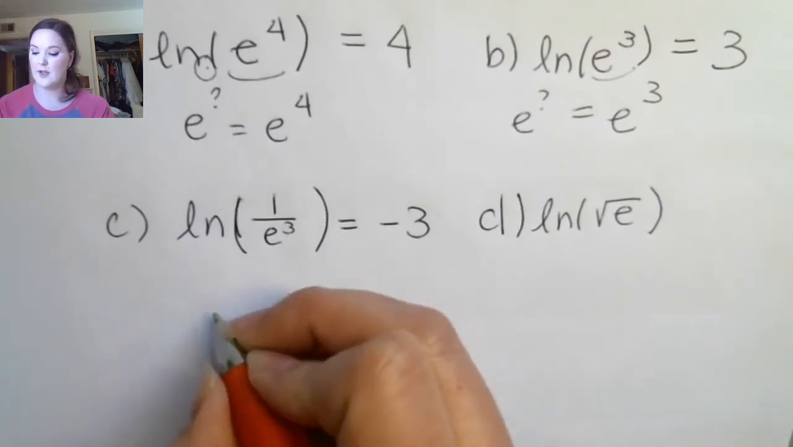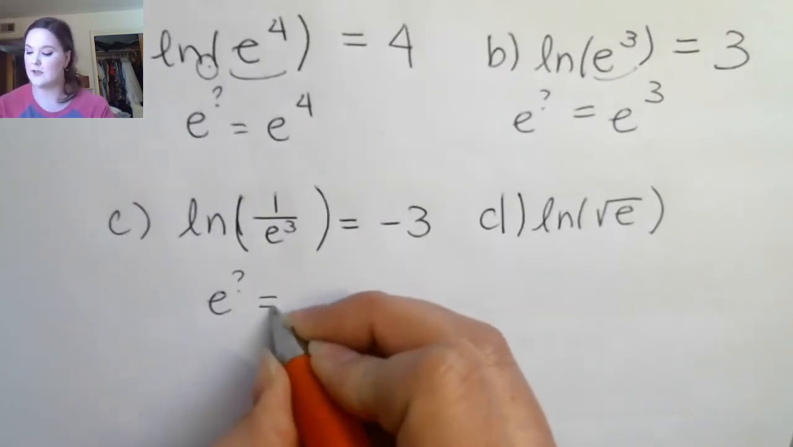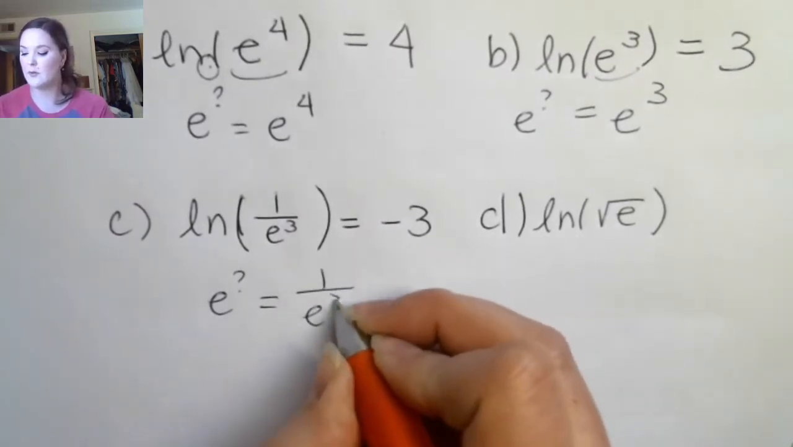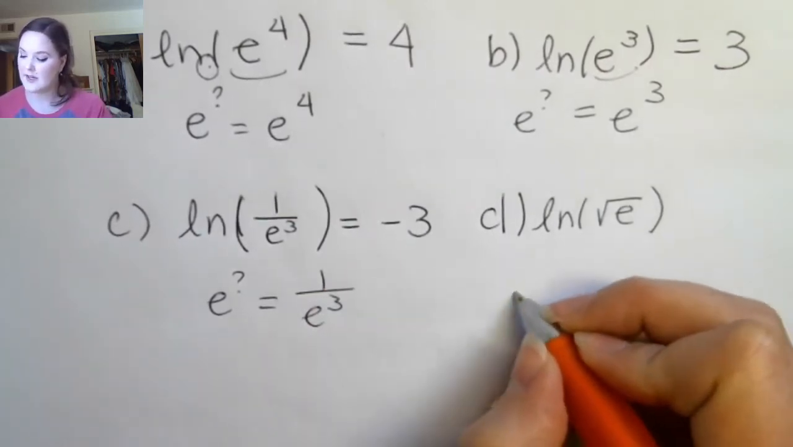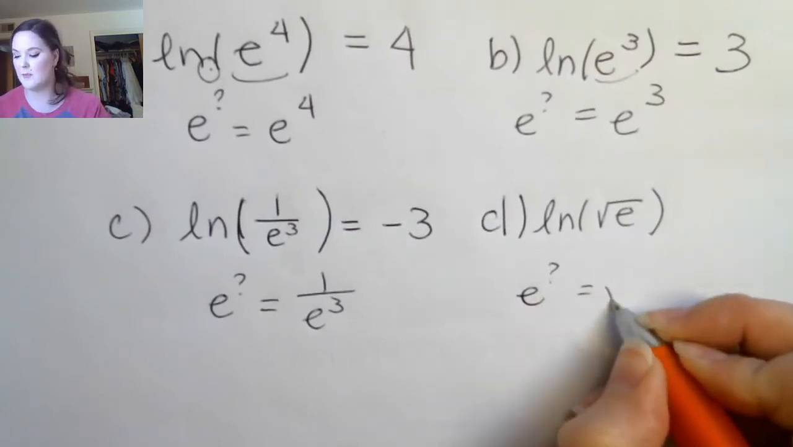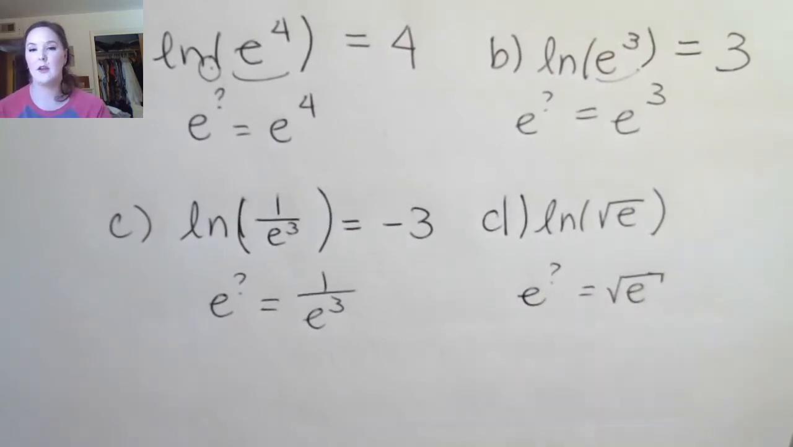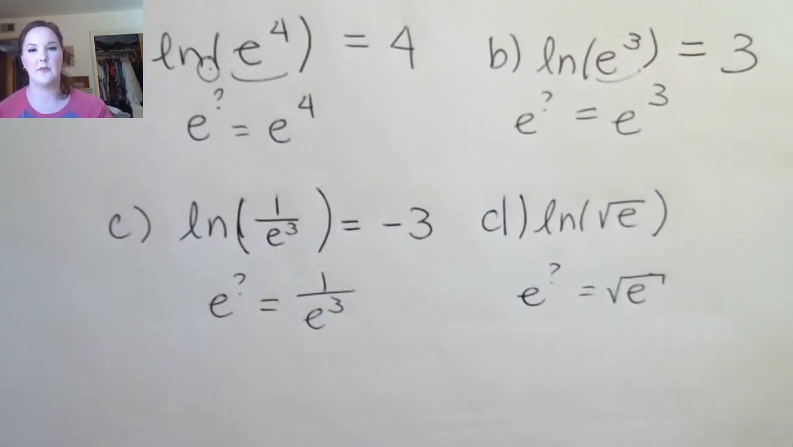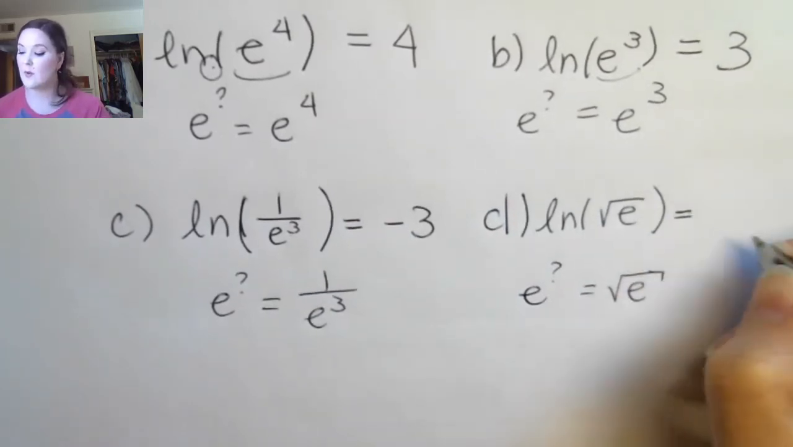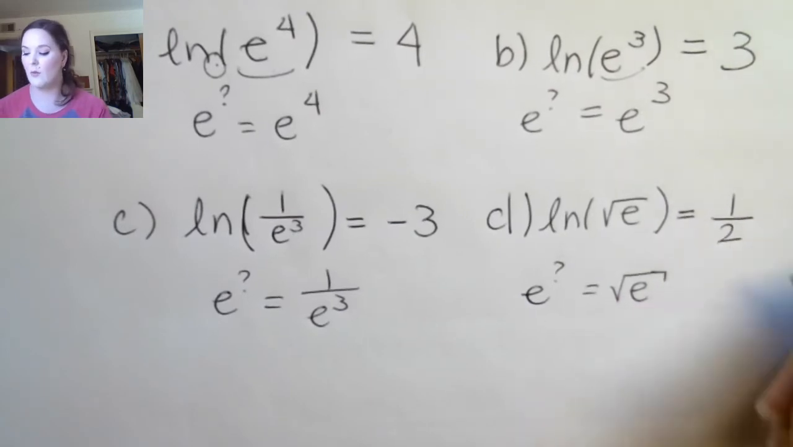Okay, so again, this is asking what power of e is the same as 1 over e cubed? We know that's e to the negative third power. This is asking what power of e is the same as root e? So what type of exponents give you roots? Fractional exponents give you roots. Because this is a square root, our fraction is going to be 1/2.